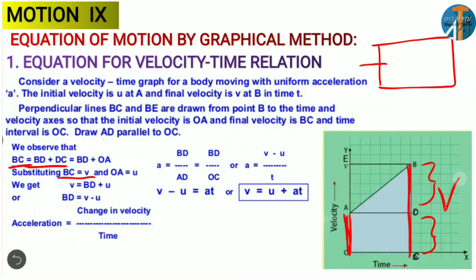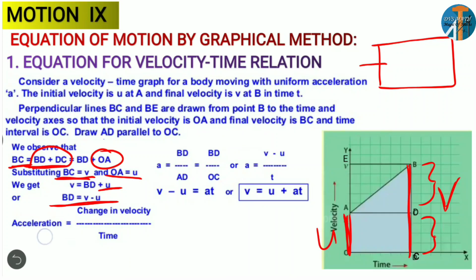Now substituting the values. What is BC? Velocity V. Initial velocity is U. So BC is V, OA is U. If we substitute, V is equal to BD, as it is. Instead of DC we took OA, and in the place of OA you substitute U. We want BD now, so BD is equal to V minus U.